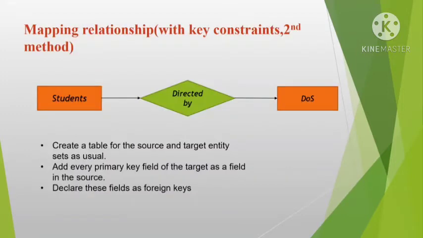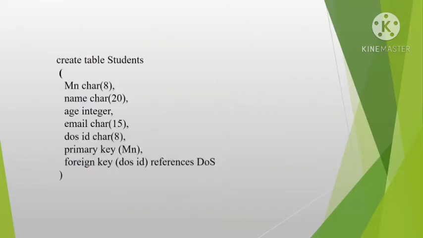Mapping relationship set with key constraints: this is the second approach. Create a table for the source and target entity as usual. Then add every primary key field of the target as a field in the source. Declare these fields as foreign keys. This is the SQL code for that. Here we have mentioned a foreign key also in the code, that is, foreign key references DOS.